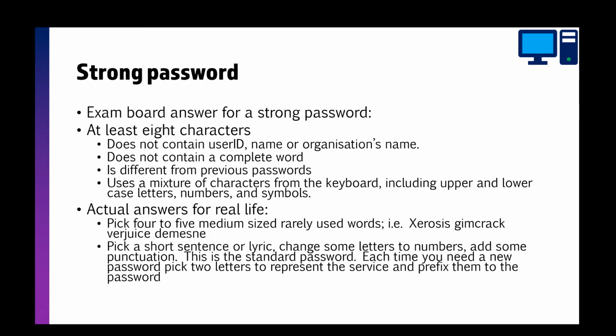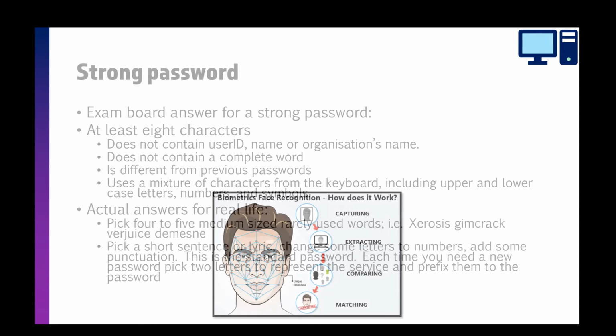But in real life, to get a good password, you need some strange words, or pick a limerick or a sentence and then change some letters to numbers, add some punctuation, and go from there. So you could do something like Jack and Jill went up the hill. Instead of writing Jack and Jill, you could do JAJWUTH and add some numbers and letters in there to make it a little bit more difficult. Something like that is a good password because it's not going to be cracked as easily.